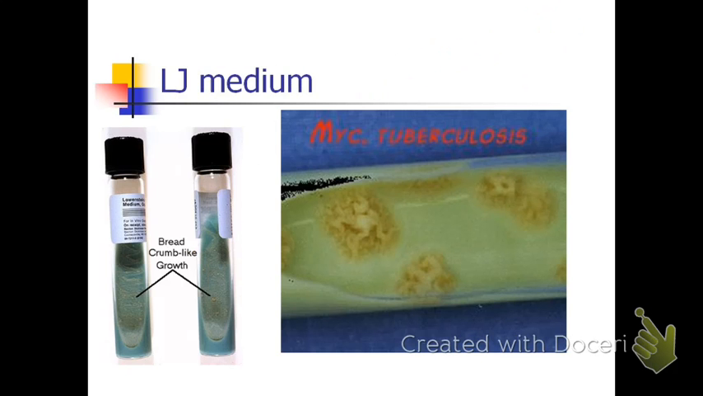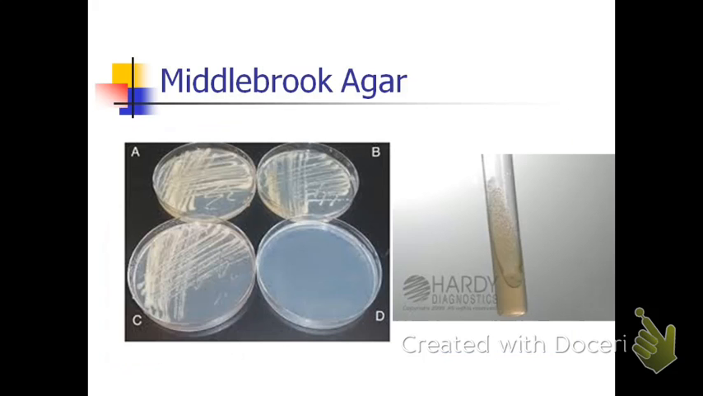So this is an appearance of the LJ medium. So it's green, and there would be a bread-like, or the breadcrumb-like growth here, indicating the growth of Mycobacterium tuberculosis. It's green primarily because of the fact that it contains malachite green. So this is the Middlebrook agar. We are also using the Middlebrook agar for the sensitivity testing.